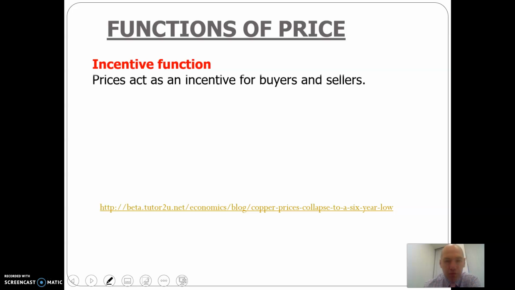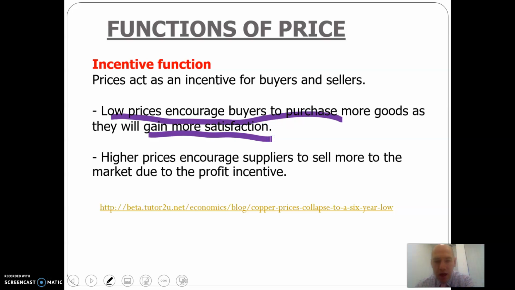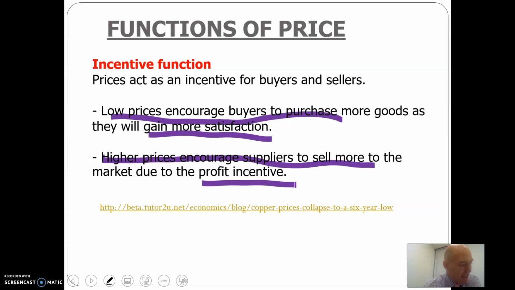Third function of price, the incentive function. And as mentioned before, prices can give an incentive to both buyers, to consumers, and also to sellers. Certainly at low prices, we will be encouraged to purchase more. Why? We get more utility, more satisfaction. Higher prices undoubtedly encourage suppliers to supply more, and why? It's the profit motive. So make sure that you are fully aware of these three functions of price. Put a little exam hint to yourself on the top of page 73.